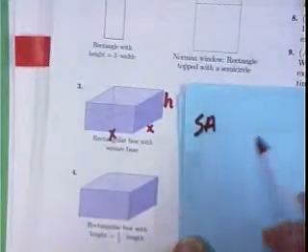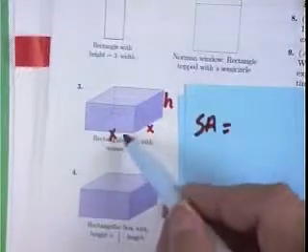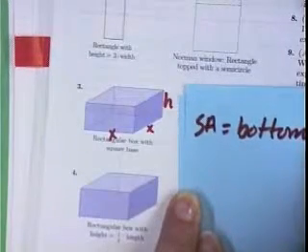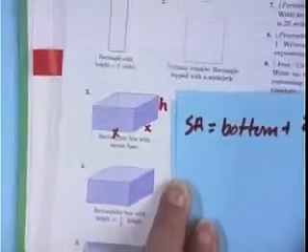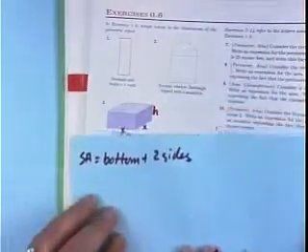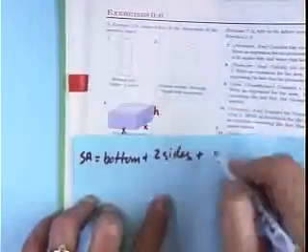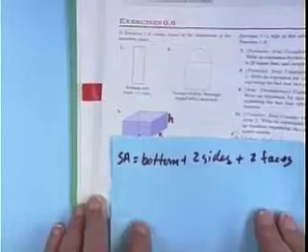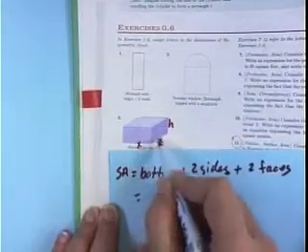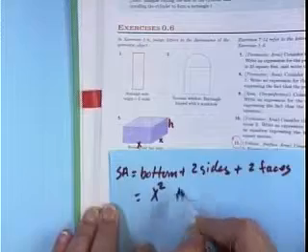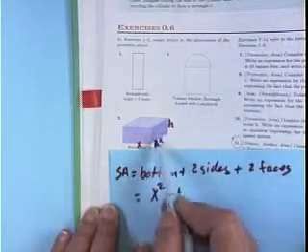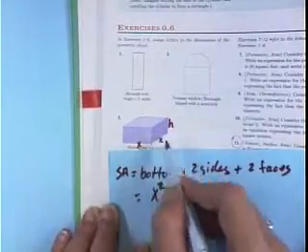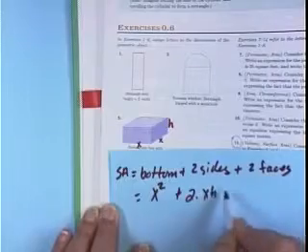What parts go into this box that we're looking at the area of? The bottom, the two sides, and the faces, two faces, front and back. Surface area means what's the area of each of these parts. So what's the area of the bottom? X squared. Now the side is right here. So what's the area of that side? One side is xh, but you've got two sides, so it's 2 times xh.